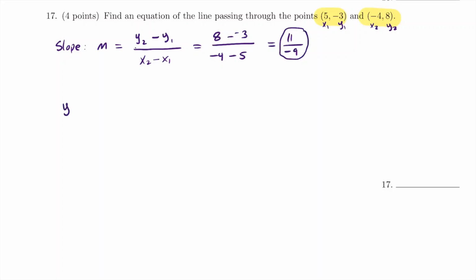We're going to use the point slope form: y minus y1 equals m times x minus x1. I'm going to use the first point since I already labeled that x1 and y1. Feel free to use the second point if you want, it doesn't really matter. Using that point, I sub in x1, y1, and our slope. You have y minus negative 3, that's y plus 3, equals negative 11 over 9, x minus 5.